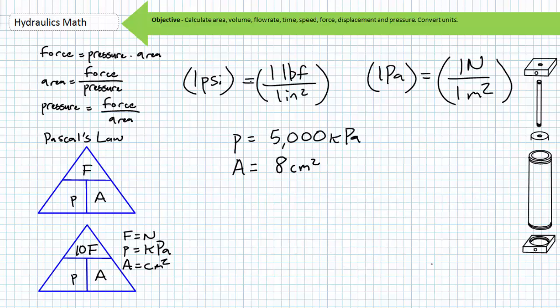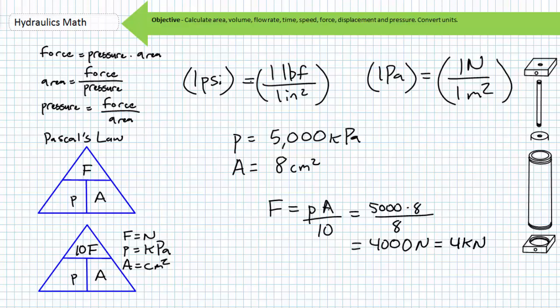Let's say we're being asked to solve for the force in newtons produced by an area of 8 square centimeters when acted on by a pressure of 5,000 kilopascals. Using these units, 10 times force equals pressure times area. Dividing both sides by 10, we're left with force equals pressure times area divided by 10 using the units of kilopascals and square centimeters. Substituting in the necessary values, we're left with 4,000 newtons or 4 kilonewtons of force.